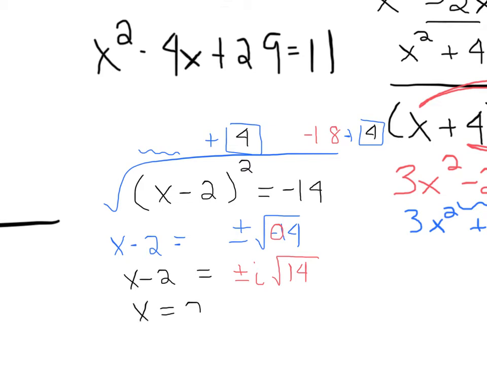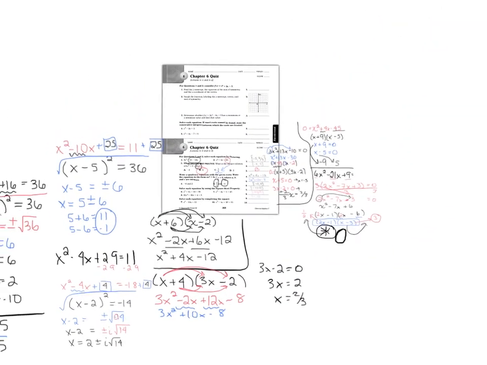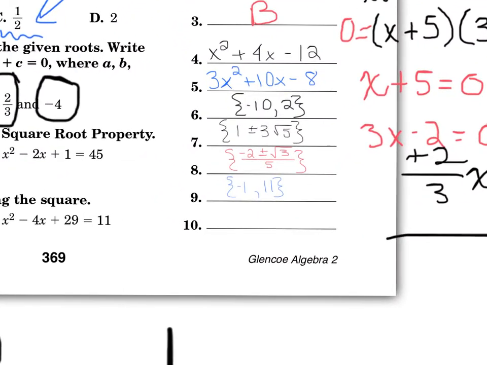So lastly, I'm just going to add 2 onto both sides, and we get our solution of 2 plus or minus i radical 14. Write that in my box, and then ta-da! We obtained mastery on our quiz today. 2 plus or minus i radical 14.